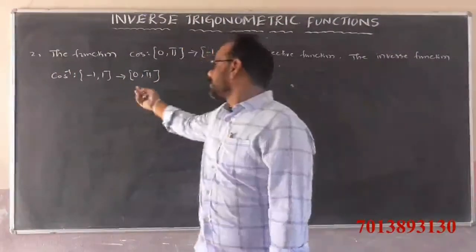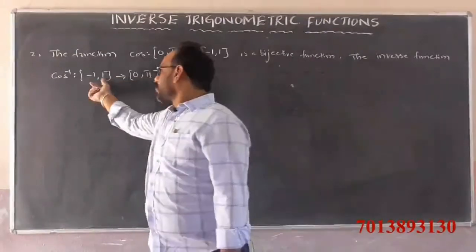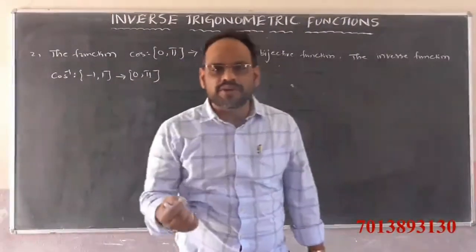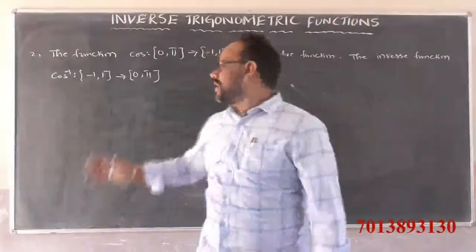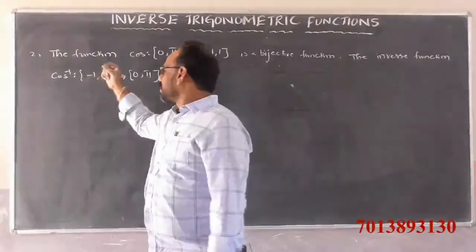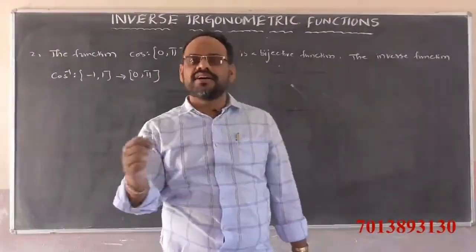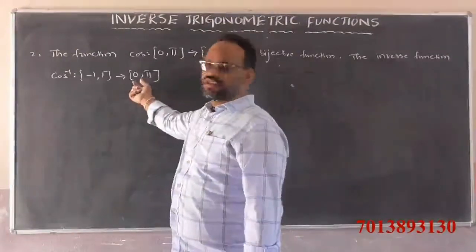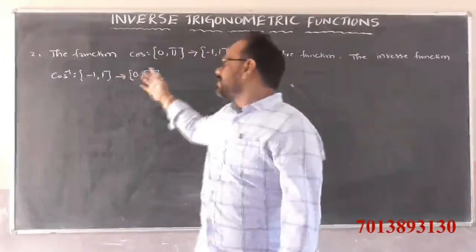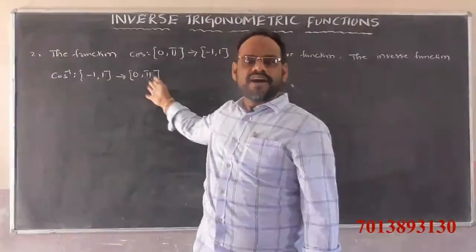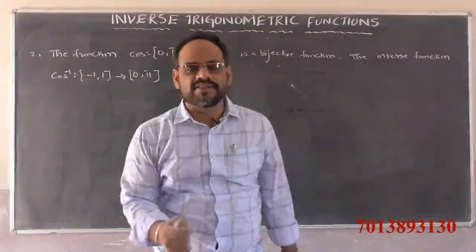Cos inverse exists from minus 1 to plus 1. The domain of the cos inverse function is the closed interval minus 1 to plus 1, and the codomain is 0 to pi. That means for every x belonging to minus 1 to plus 1, there exists a unique value of theta belonging to the closed interval 0 to pi. Then the function is called the arc of the cosine function, or the inverse of the cosine function.